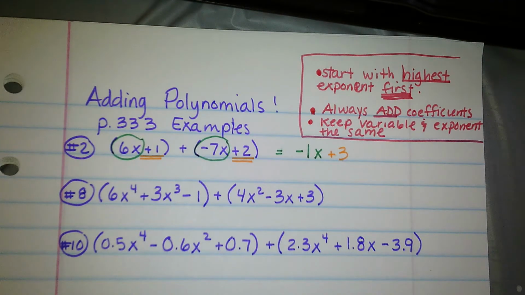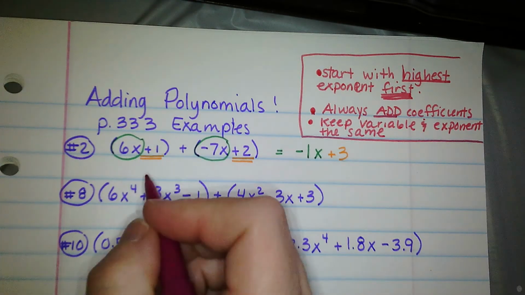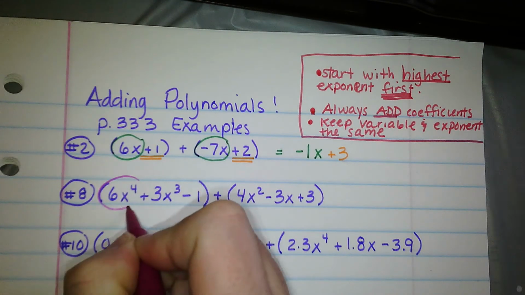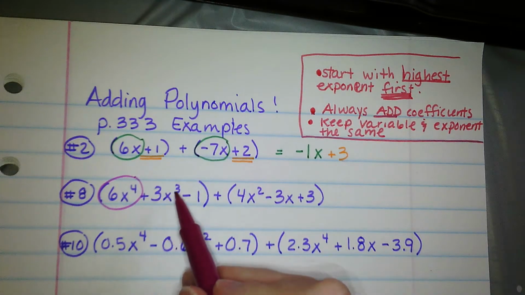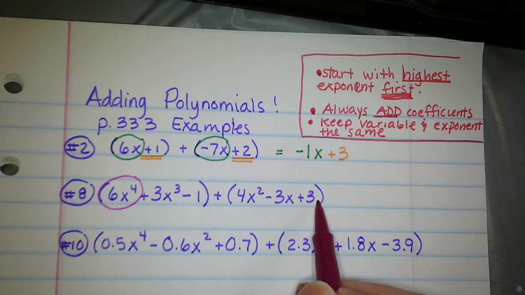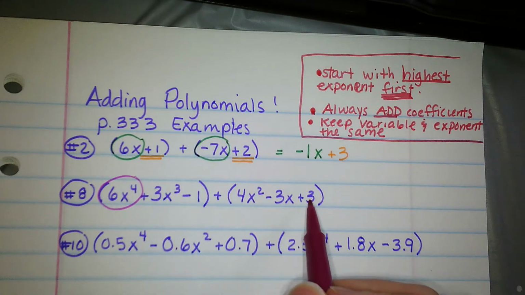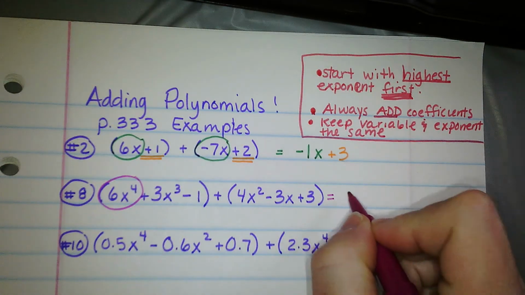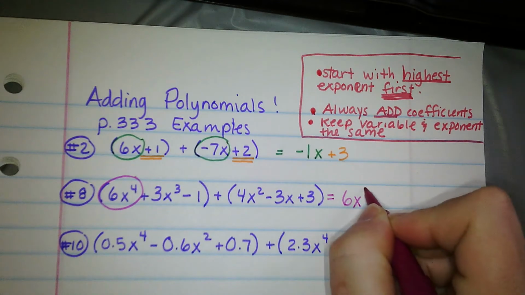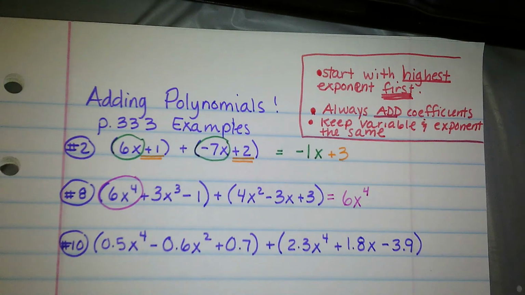The second one I want to look at is number 8. The highest exponent in both of these is x to the 4th. So I'm going to start with 6x to the 4th, and I'm going to see if there's anything I can add to it. And the answer to that is no. There's no other x to the 4ths here. So you're going to bring that over. That is the first term, and it's all by himself.